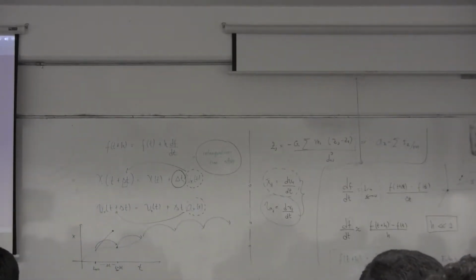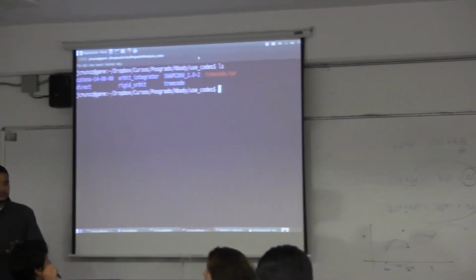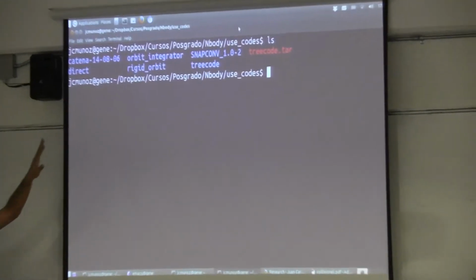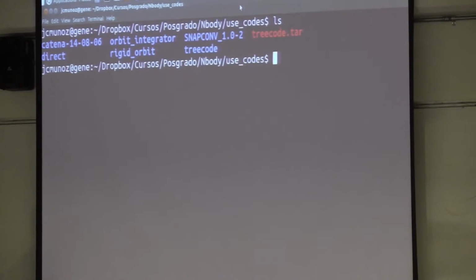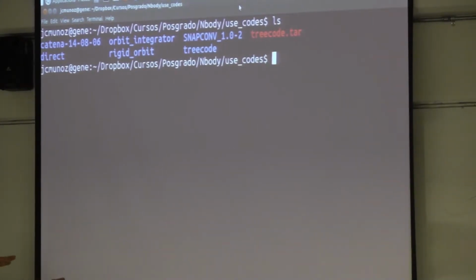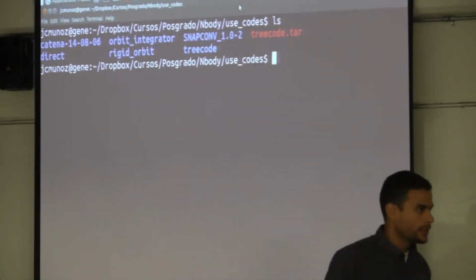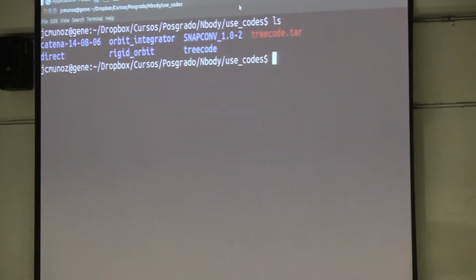And in this one, I have a couple of codes you can use to move formats, because each one of those codes writes the results in a very different way, and somehow we need to move them from one format to the other, for example, to be able to visualize the results with Euler, let's say.